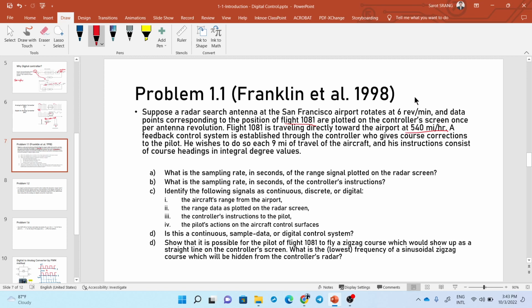Okay, so 6 revolutions per minute means 6 data points every 60 seconds, right? So to find the sample time, you need to calculate the period from one point to another. So how many seconds? 10 seconds. Yeah, 10 seconds actually. Sample time is 10 seconds, right? So the sampling period is 10 seconds.